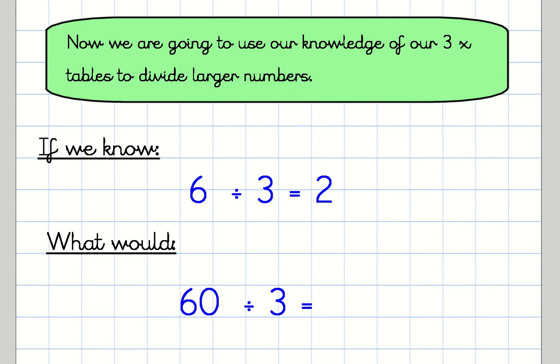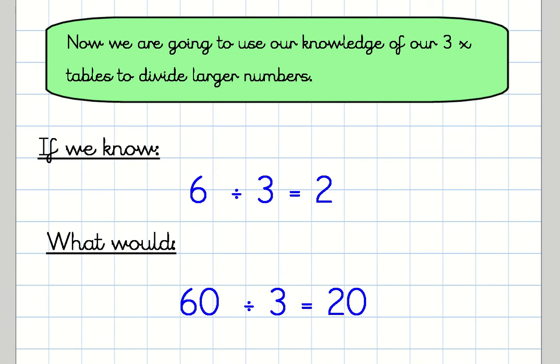So, thinking of what we've just discussed there, if we know that 6 divided by 3 is 2, what would 60 divided by 3 be? Now, if we know that 60 is 10 times bigger than 6, that means the answer is going to be 10 times bigger. And 2 times 10 is 20. So if 6 divided by 3 is 2, 60 divided by 3 is 20.